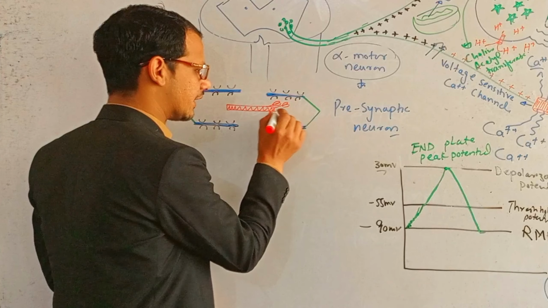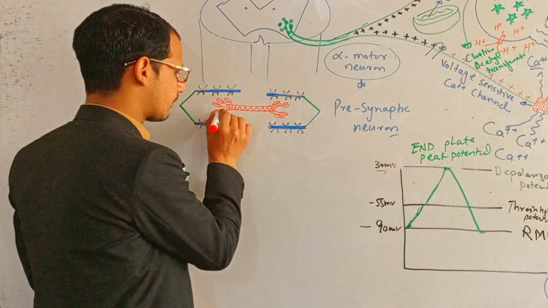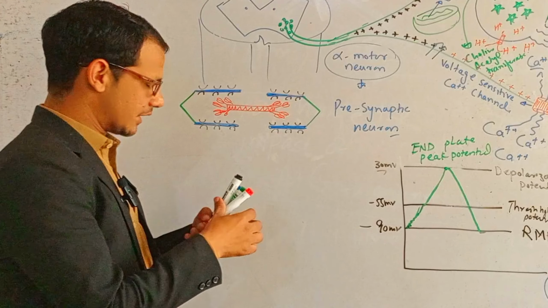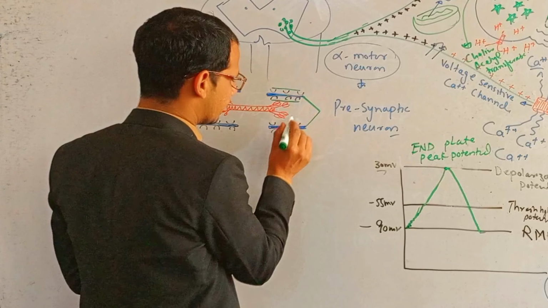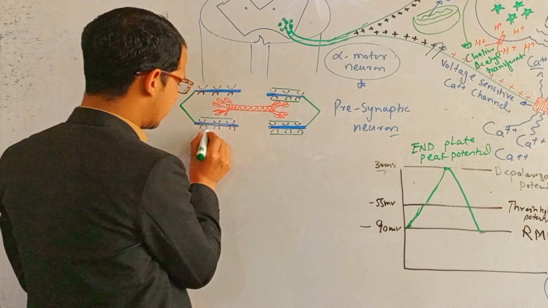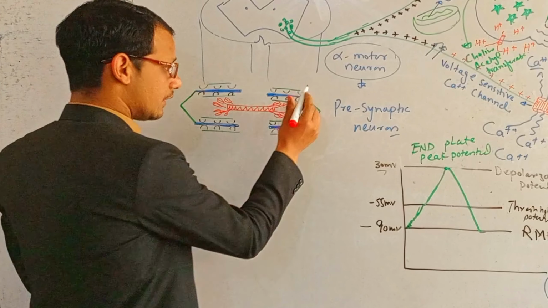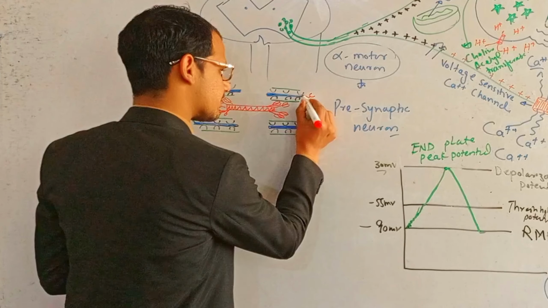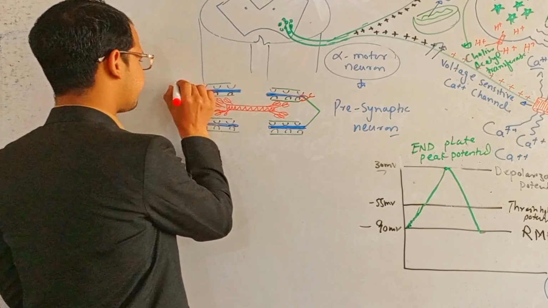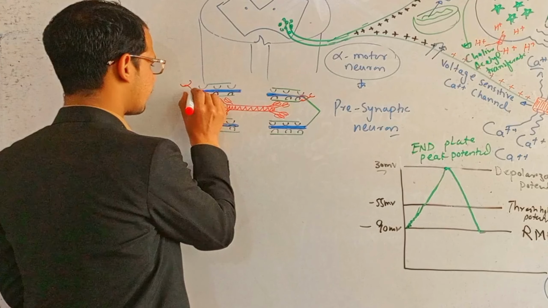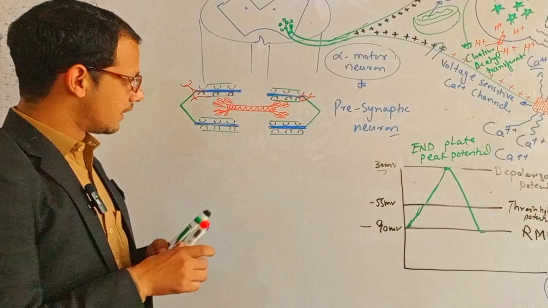This is now an inactivated form, because a protein called tropomyosin is blocking all these sites. We also have troponin, this is troponin.